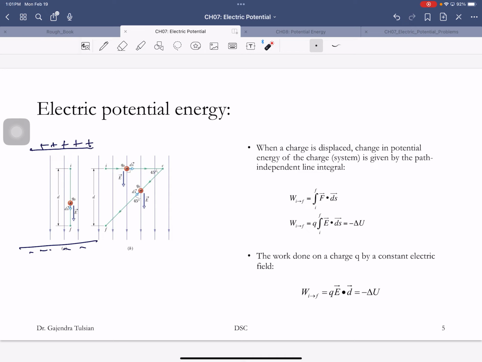If you do this line integral, the work done by any force is given by this line integral. If you put a charge in an electric field, the force on the charge is Q times E. You do this line integral, and since this is a conservative force, the line integral is path independent, and it's just equal to the difference in potential energy. That's the definition. And it turns out that the work in going from this point to this point works out to be that.